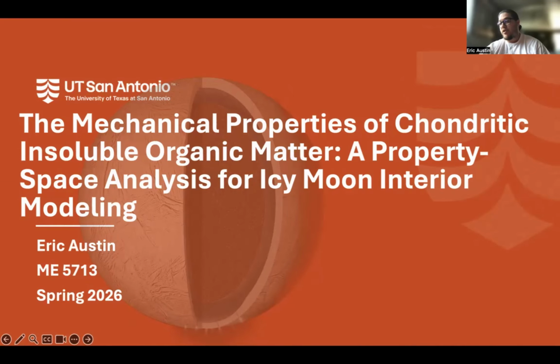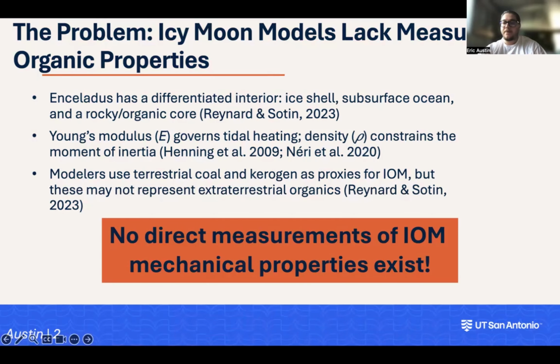While this is an engineering course, my background is in planetary science. So for this project, I wanted to take a core engineering concept, the Ashby chart and material selection, and apply it to a major unsolved problem in planetary geophysics, understanding the interior structure of icy moons like Enceladus.